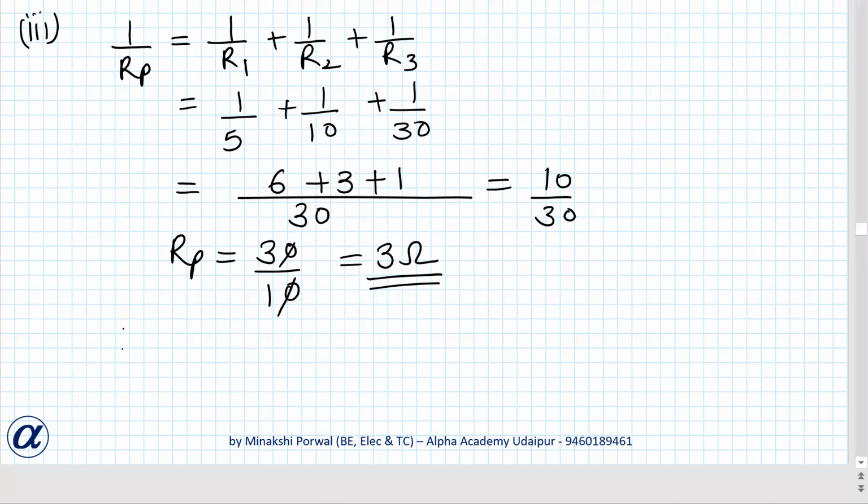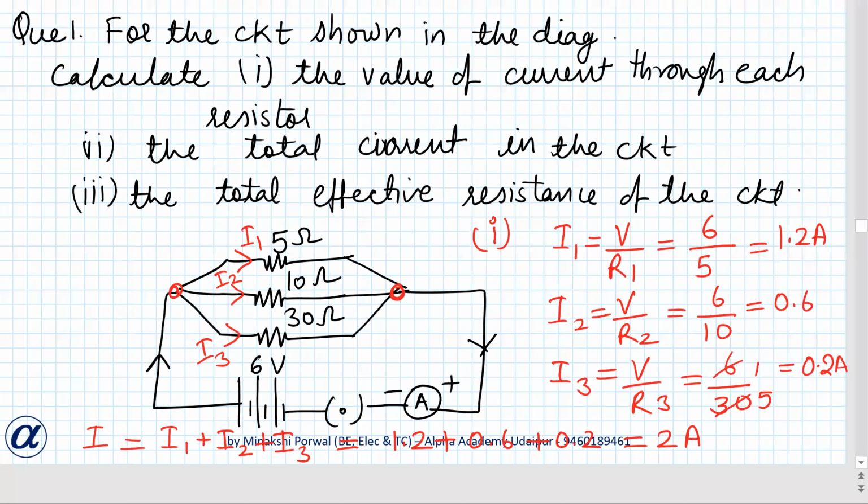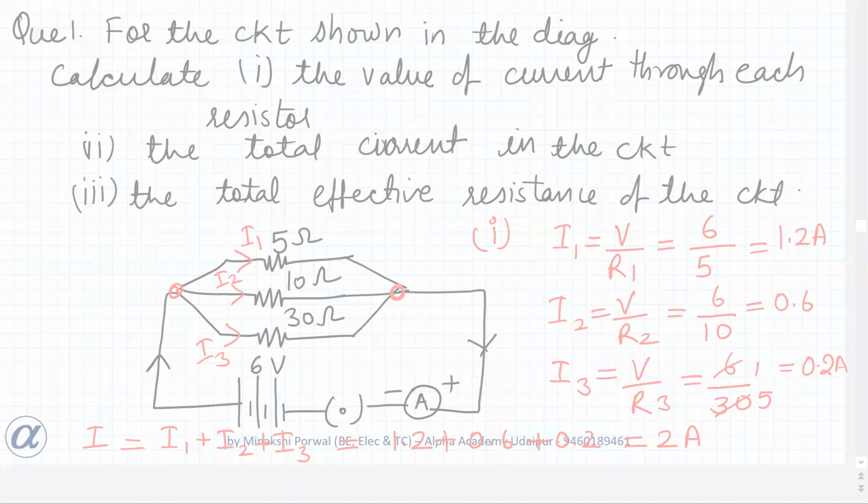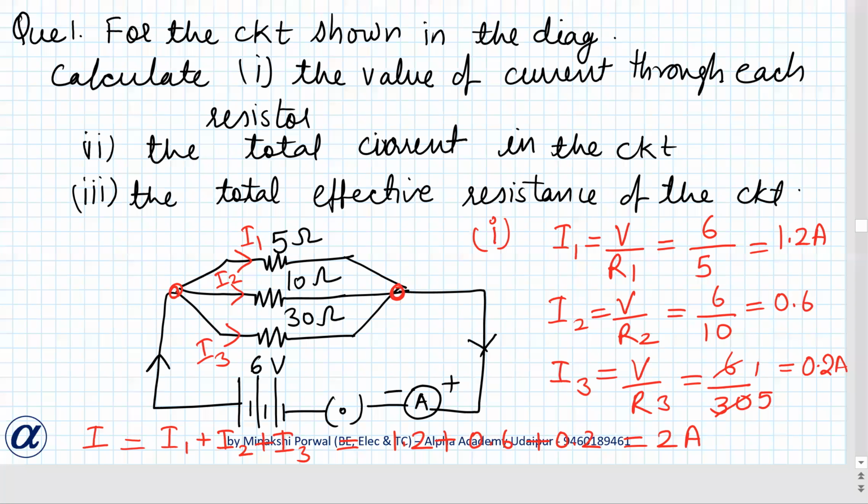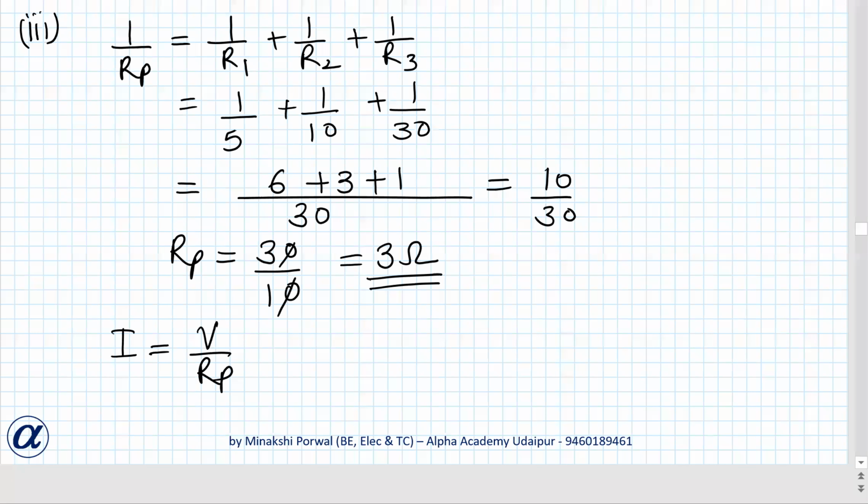Second method of finding current is total current equals V by Rp. एक तो हमने I equals I1 plus I2 plus I3 इस मेथड से निकाला. इसके अलावा अगर हमको टोटल करंट टोटल रेजिस्टेंस यूज करके फाइंड करना है तो भी हम कर सकते हैं. So I will be equal to V by Rp and V is equal to 6 and Rp is equal to 3 ohms. So 6 by 3, that will be 2 amperes.